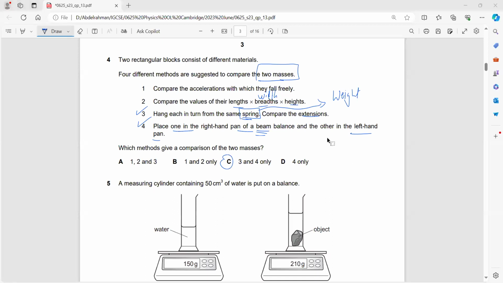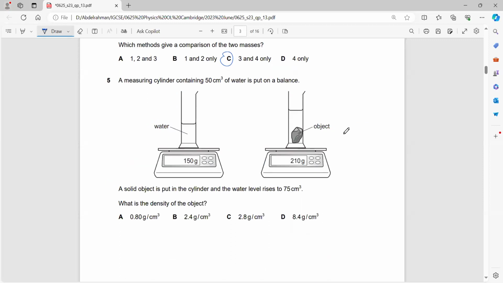Next question. Measuring cylinder. A measuring cylinder containing 50 centimeters cubed of water is put on a balance. A solid object is added, and the water rises to 75 centimeters cubed. What's the density? How can I find the density?